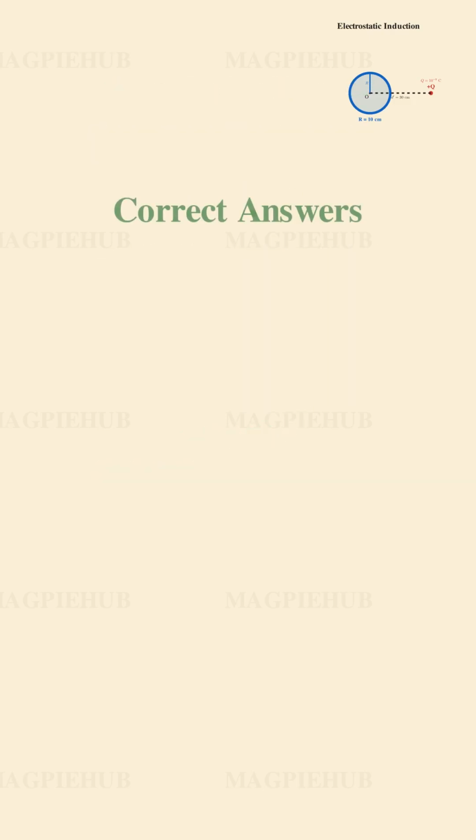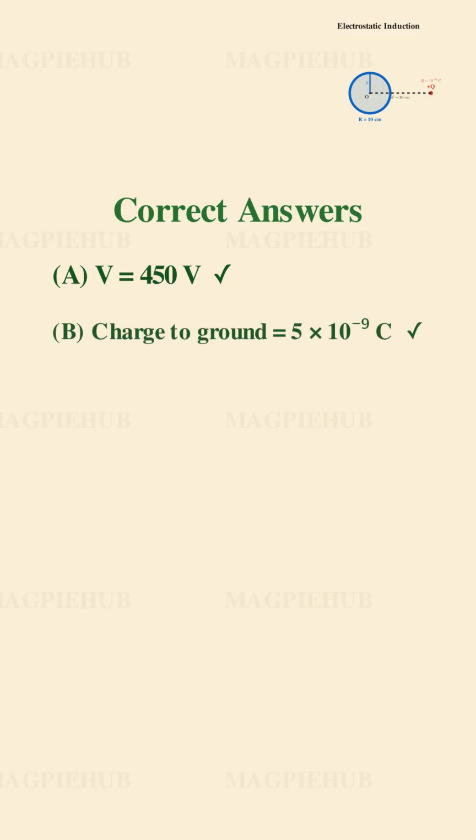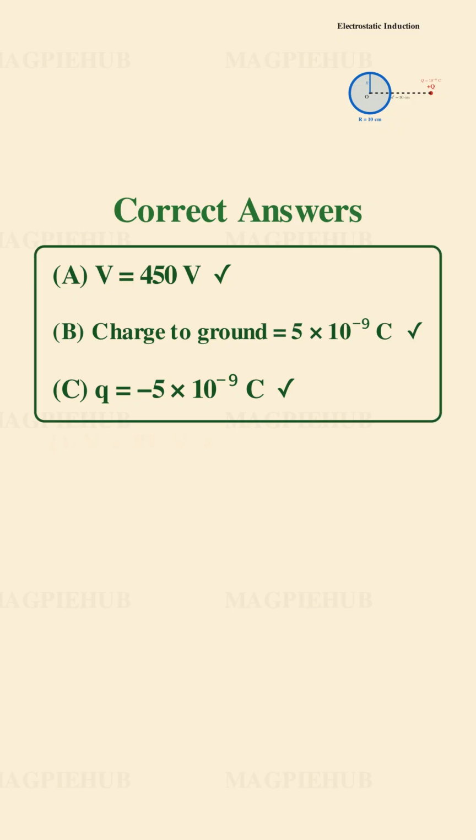The correct answers are options A, B, and C. Option A, the potential before grounding is indeed 450 volts. Option B, the charge that flows to the ground is 5 times 10 to the minus 9 coulombs. Option C, after ungrounding, the sphere charge remains minus 5 times 10 to the minus 9 coulombs. Option D is incorrect because the final potential is minus 150 volts, not 300 volts.